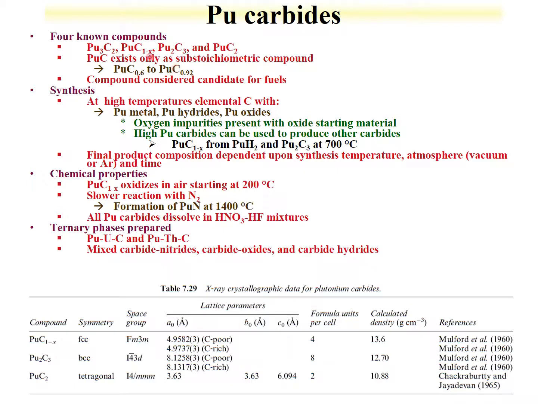Controlling the stoichiometry can be useful for controlling the final product. Some of the chemical properties: the carbides oxidize in air starting at around 200 degrees. They do react with nitrogen, so this is part of a carbothermic reduction process. So if you wanted to form plutonium nitride, you can take the oxide material, produce the carbide, and then treat that with nitrogen to produce the nitride. Ternary phases of plutonium have been prepared with uranium, thorium, and there are also mixed carbides with nitrides, oxides, and halides.